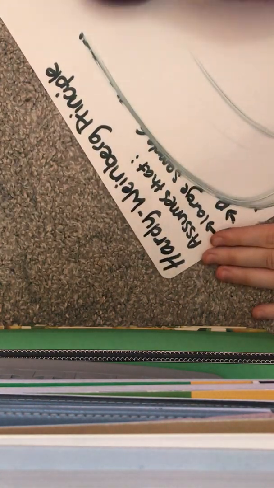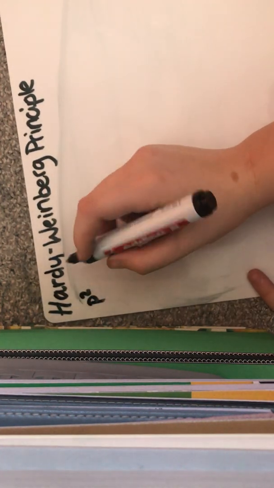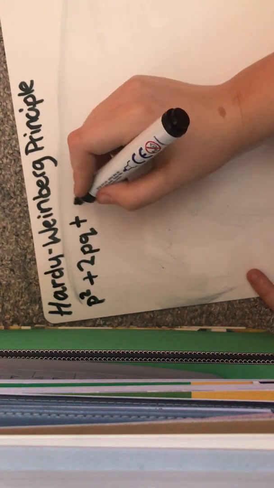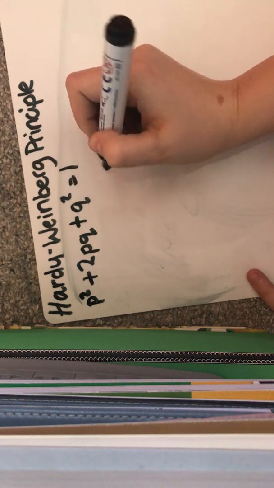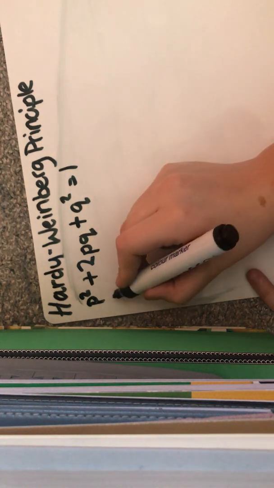I'm going to go through this as a worked example, I think. I'm going to take these off so I've got a bit more space on the board. Right, so the equation that we use for this is p squared plus 2pq plus q squared equals 1, and that p plus q equals 1.